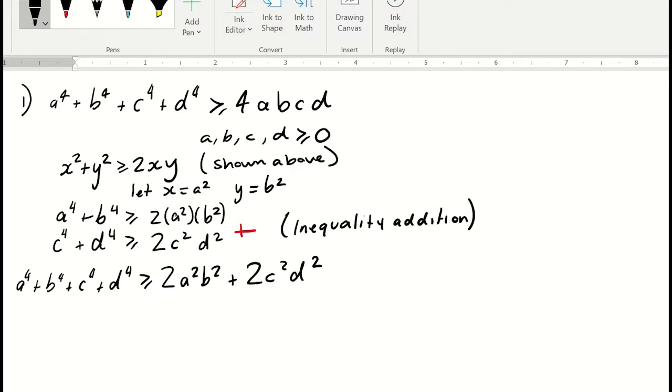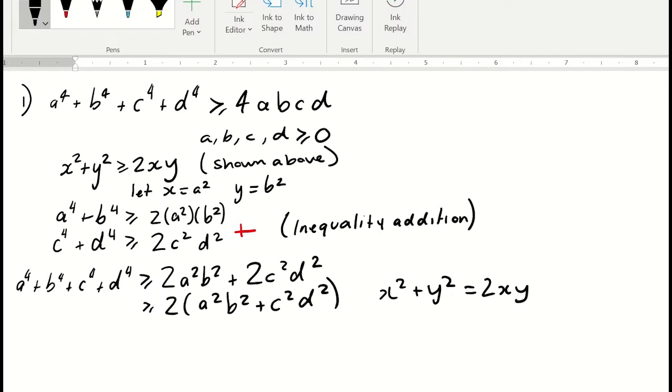All right. Now I'm thinking about this, I say, okay, well I could factorize out a 2. And this is an interesting one. I know that x squared plus y squared is greater than or equal to 2xy.